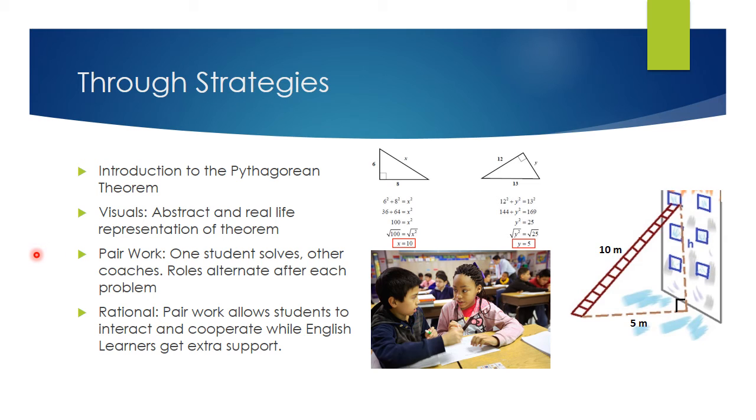Students will solve this through pair work, where one student will solve an equation while the other coaches and ensures that they are using the Pythagorean theorem correctly. Once a problem has been solved, the roles will alternate for the students, and they will start with a new problem. After each equation, the students will then share their answers with the class to ensure that they are understanding how the Pythagorean theorem works. The rationale for this is that pair work allows students to interact and cooperate, while the English language learners get extra support in the theorem if needed.